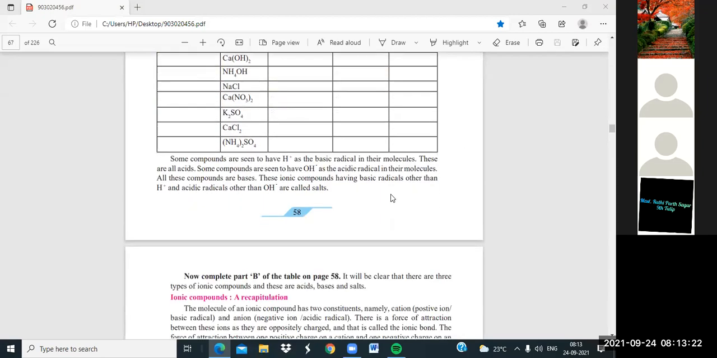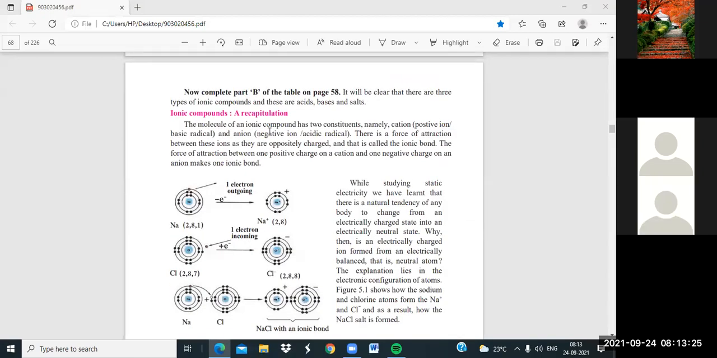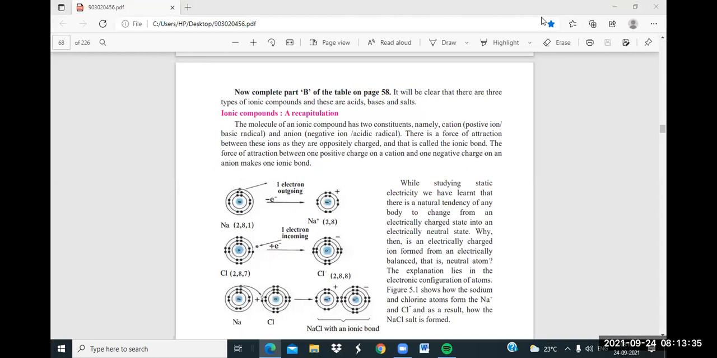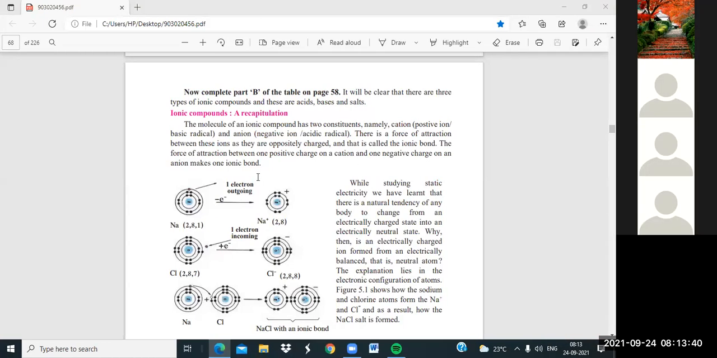Now we have to complete part B. Just complete this, and then we are going to start ionic compounds. So what is meant by ionic compounds? Will someone tell me? Anyone, do you know about ionic compounds? Ionic compounds are the compounds that are formed by the combination of ions, that is, one is the cation, the positive ion or basic radical, and the anion, the negative ion or acidic radical. These compounds are called ionic compounds.